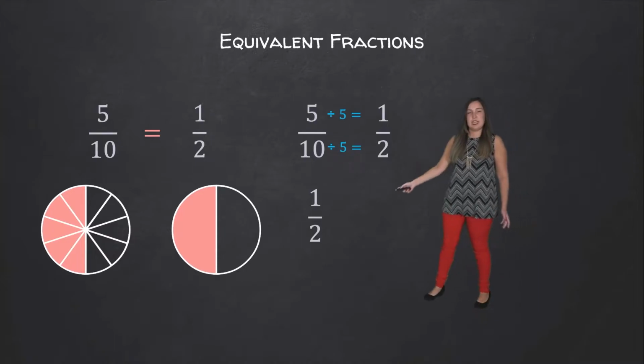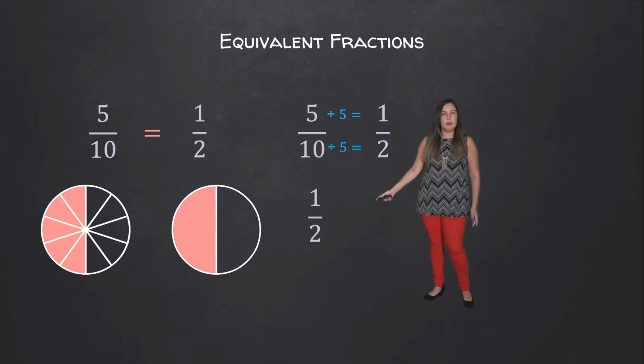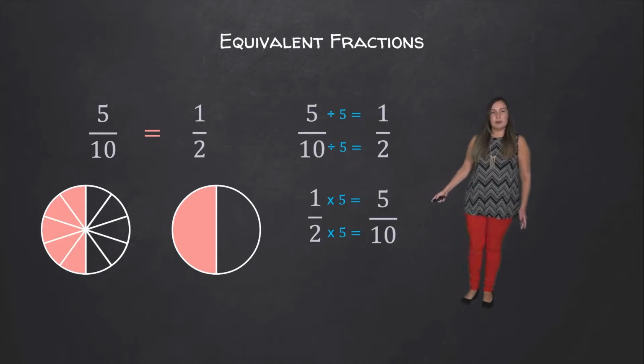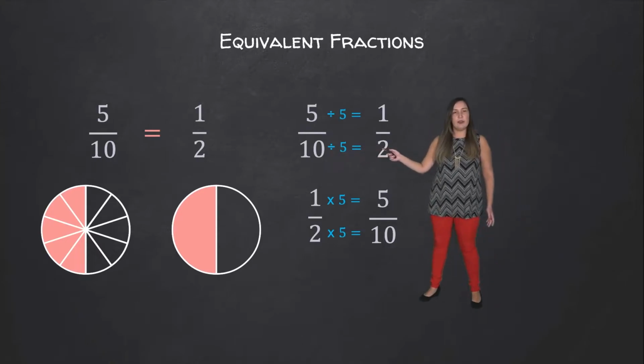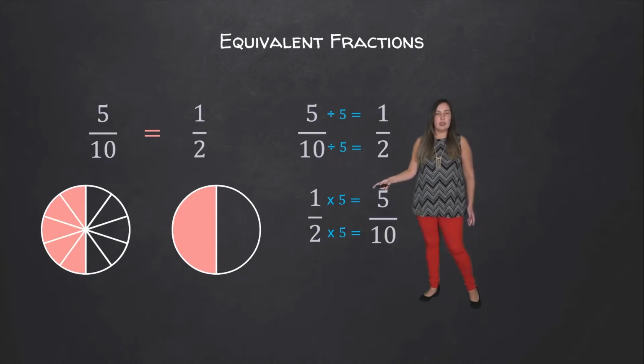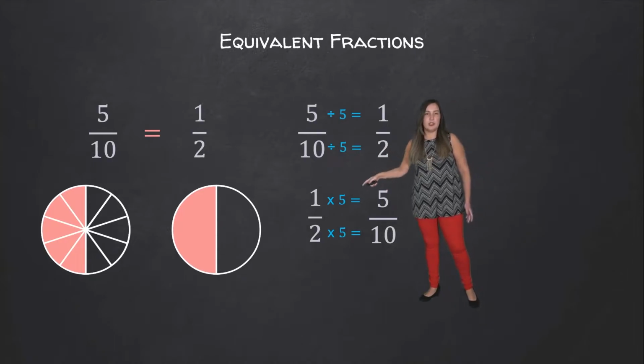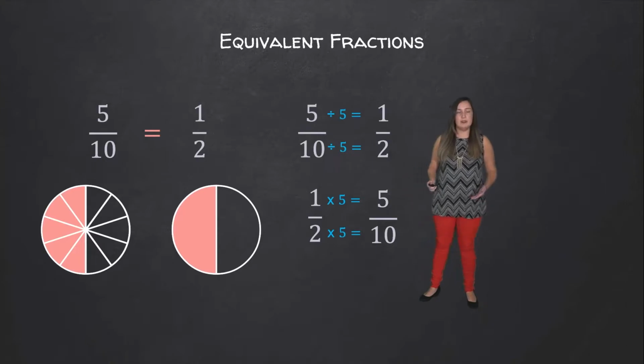Alternatively, we could have taken 1/2 and multiplied them both by 5, and what happens when we multiply both the numerator and the denominator by 5 is that we end up with 5/10. So we could either take our first fraction and simplify it, or see if we can convert this fraction to the other one and see if they're equivalent.